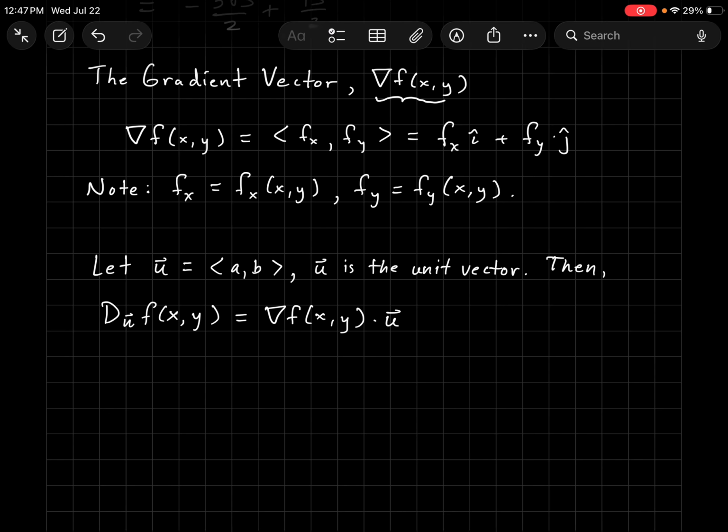So let u be the unit vector AB. Then, as we can see from how we define the directional derivative above, the directional derivative of f at (x, y) in the direction u is the gradient of f dot u. Pretty straightforward.